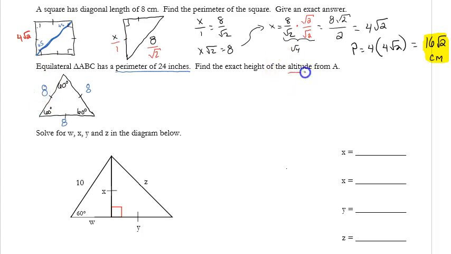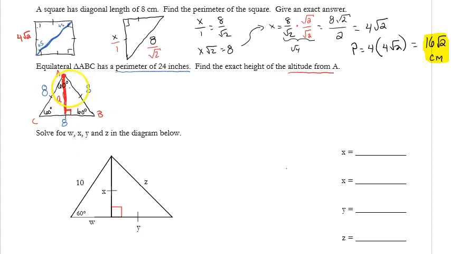Second, if they want the altitude from A, so if I call this A, B, and C, and it really doesn't matter where I put A, since all sides are equal and all angles are equal. Altitude, recall, starts at your vertex and is perpendicular to the opposite side. That's my altitude.